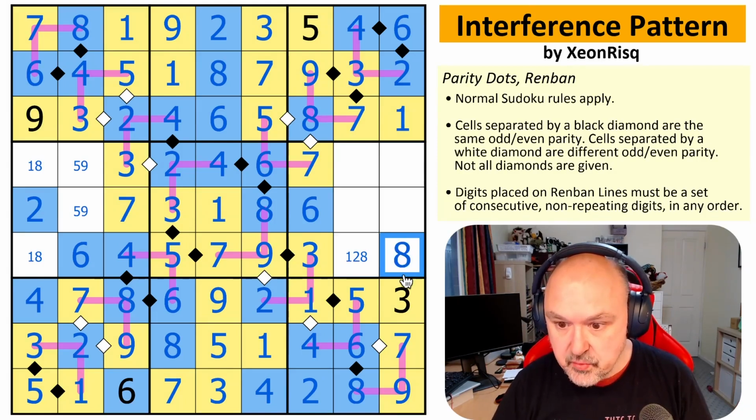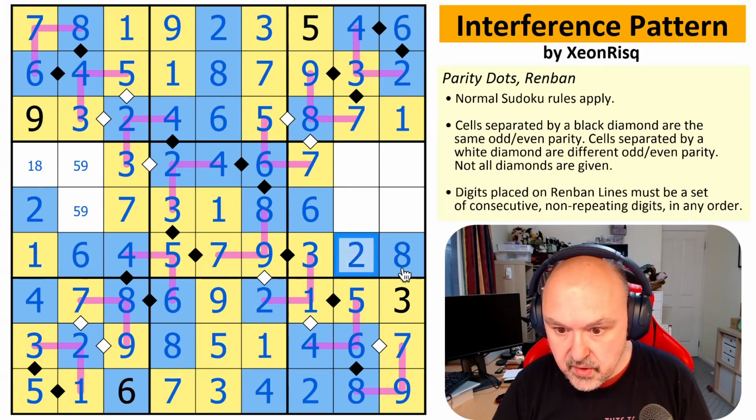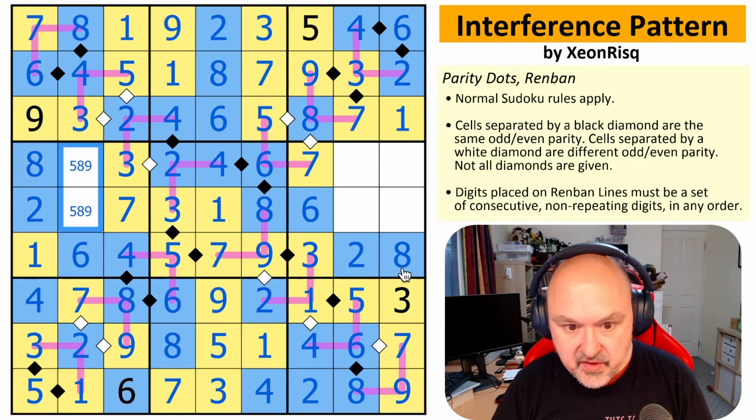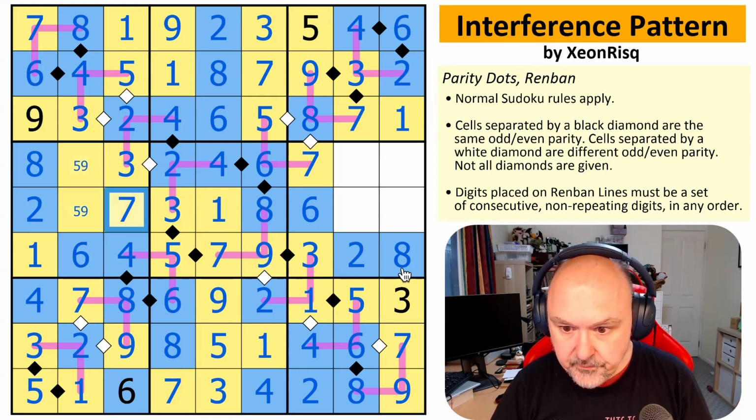There is a 1 and 2 already, so that becomes an 8, which I colour blue. That becomes 1, which I colour yellow. That becomes 2, which I colour blue. The 1 makes this 8, which I colour blue. 5, 9, I should have coloured, not put an 8 in, coloured yellow a while ago.